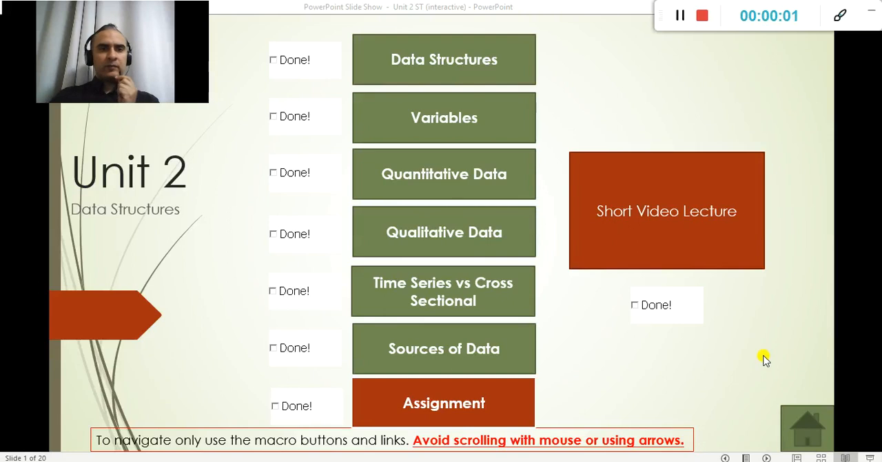Hi everybody, welcome to Unit 2 of Statistics. Today we're going to be talking about data structures.